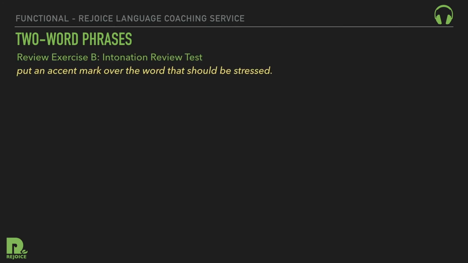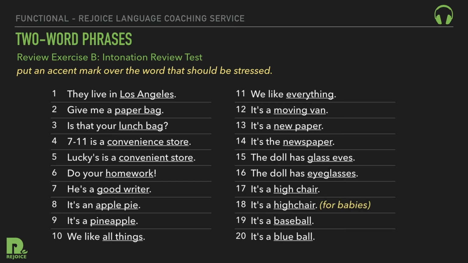Review exercise B. Intonation review test. Pause the CD and put an accent mark over the word that should be stressed. 1. They live in Los Angeles. 2. Give me a paper bag. 3. Is that your lunch bag? 4. 7-Eleven is a convenience store. 5. Lucky's is a convenience store. 6. Do your homework. 7. He's a good writer. 8. It's an apple pie.